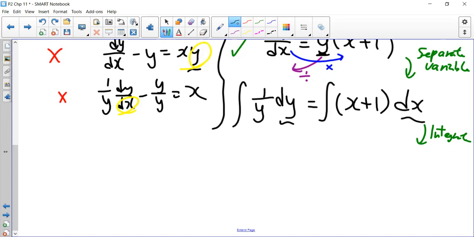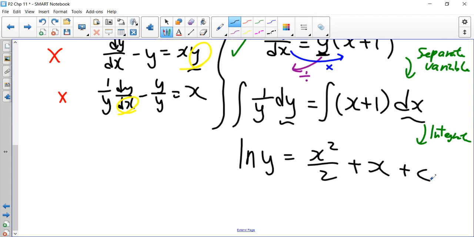Left-hand side, to integrate 1 over y, that's simple, it's ln(y). On the right-hand side, what about plus c? We'll just do plus c on one side, because there's no reason to have two plus c's when the two constants just mean different numbers, which could be combined. So ultimately, you just have to do plus c on one side. Integrate x plus 1 is actually just x squared over 2 plus x plus c.